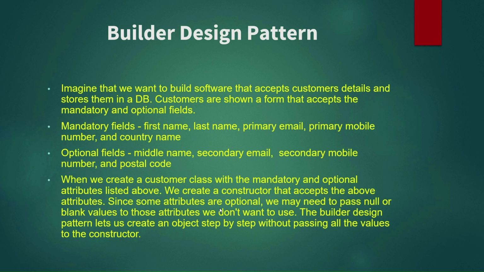Okay. When you create a customer class with the mandatory and optional attributes listed above, we create a constructor that accepts the above attributes, right? When you create the object of the customer, at that time we need to call the constructor, right? Since some of the attributes are optional, we need to pass null or blank values, right? So for attributes we don't want to use, we need to pass blank, right? The builder design pattern lets us create an object step by step without passing all the values to the constructor.